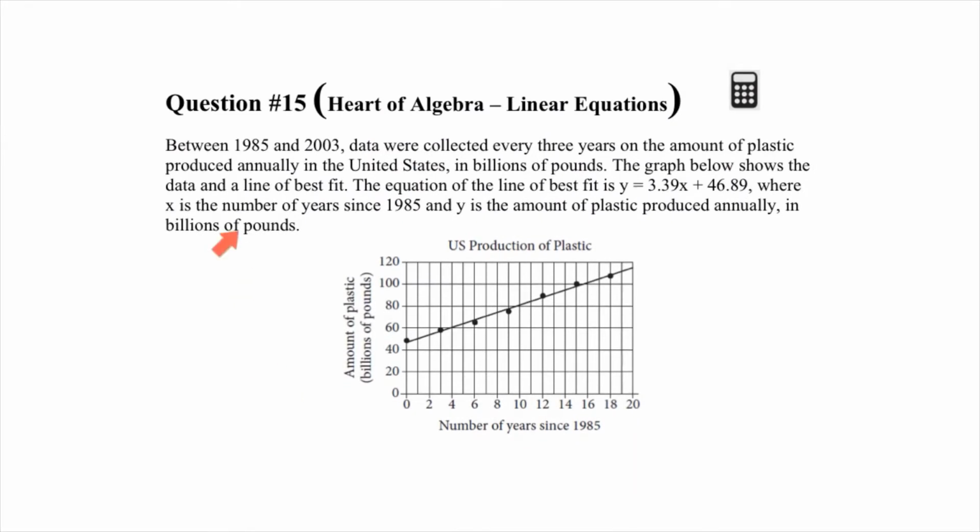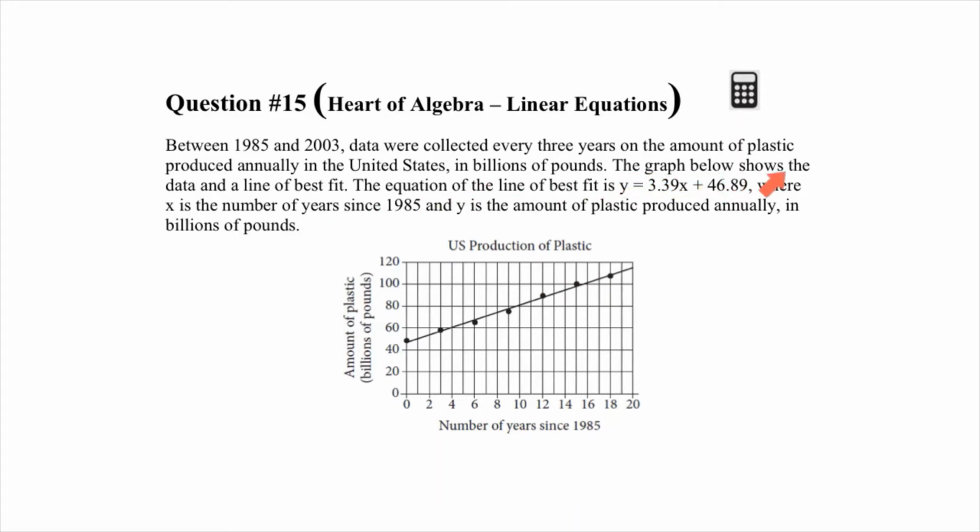So what is this question? Between 1985 and 2003, data were collected every 3 years on the amount of plastic produced annually in the United States in billions of pounds. The amount of plastic, in billions of pounds, is my y-axis. The number of years since 1985 is the x-axis. This is 1985 and this is 87, because plus 2, and it just goes up to 20 here. And the title is US production of plastic, and I have a line and scatter plots here.